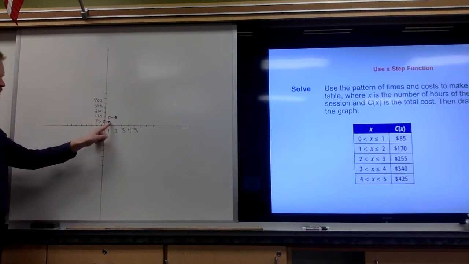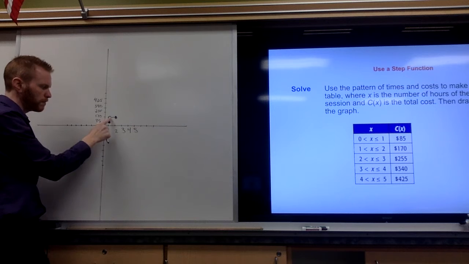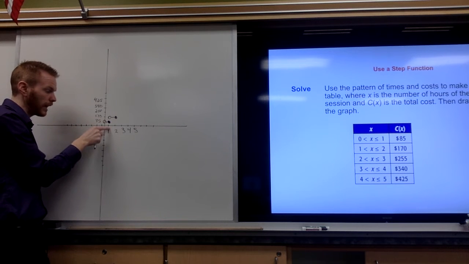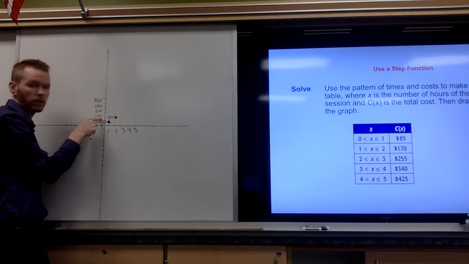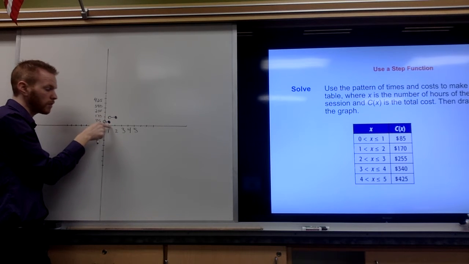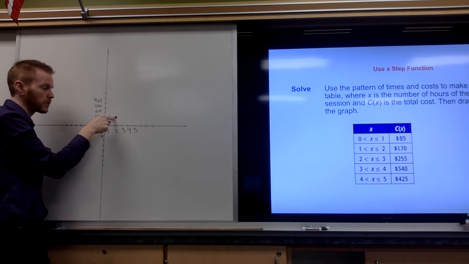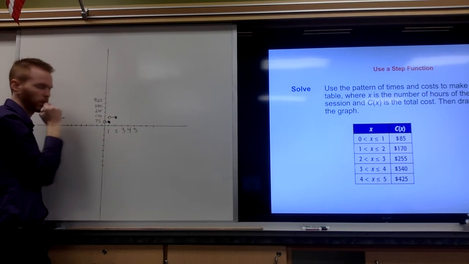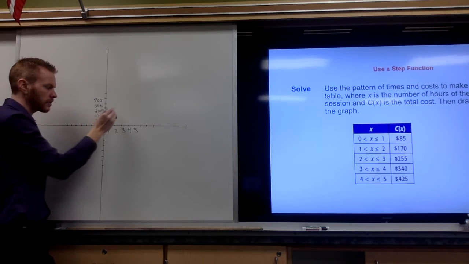See the importance of these dots now? Open means you're not charged. So at 1 hour, the closed dot says you get charged 85. The open dot says you don't get charged 170. As soon as I go past 1, then I'm getting charged 170 up to 2. Okay? And now you can kind of see the pattern here.